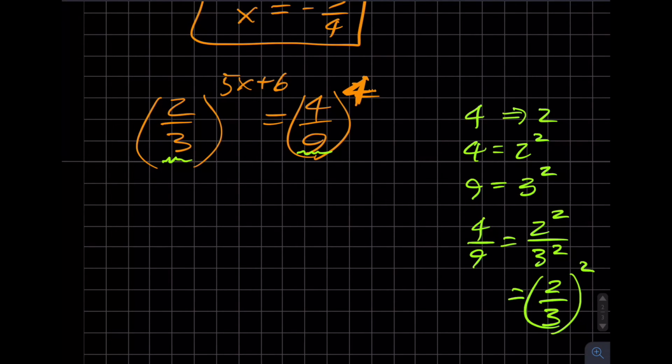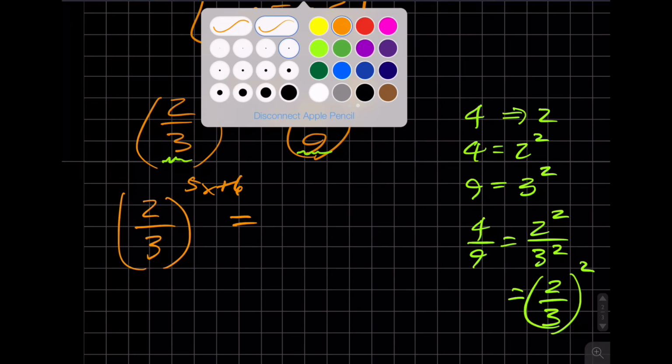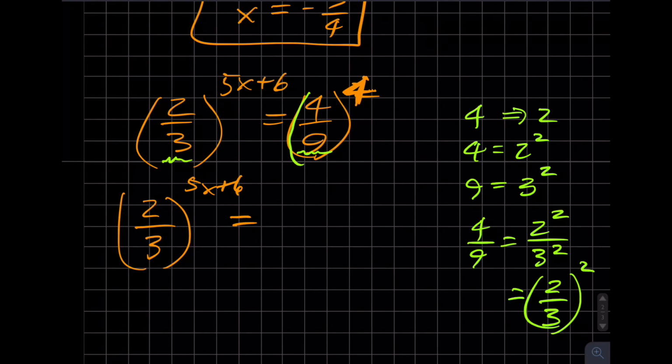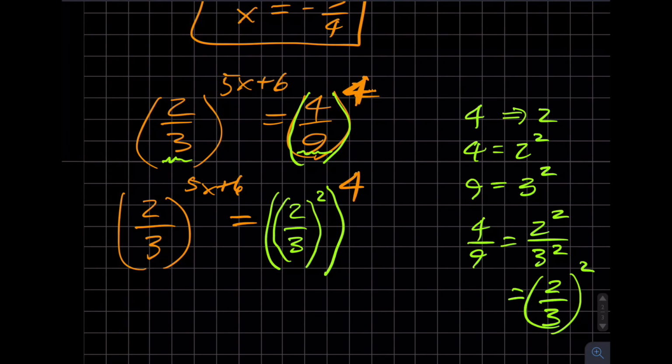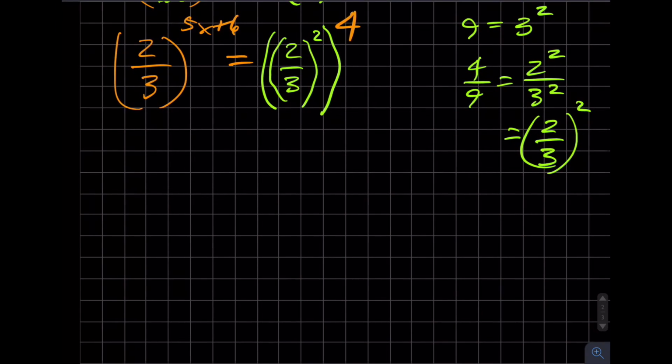So I can write this the same that I have here, 2/3 to the 5x plus 6 equals, and now I can write this inside here, 4/9, as 2/3 squared. That's all inside the parentheses there. And this 4 exponent was still on the outer portion of that. And so now I want to resolve this so that I have a single power with the base of 2/3, a single power with the base of 2/3.